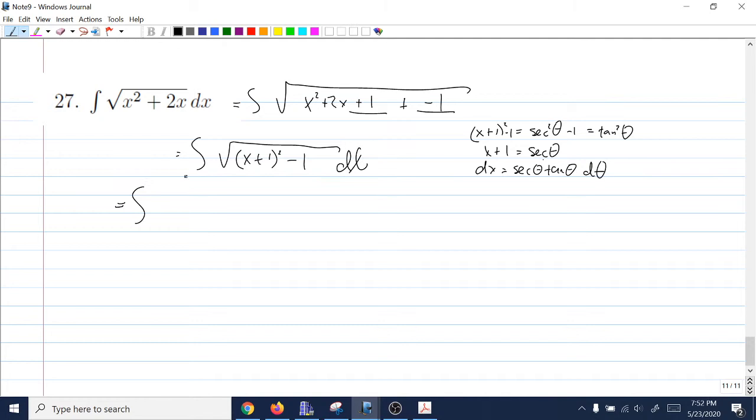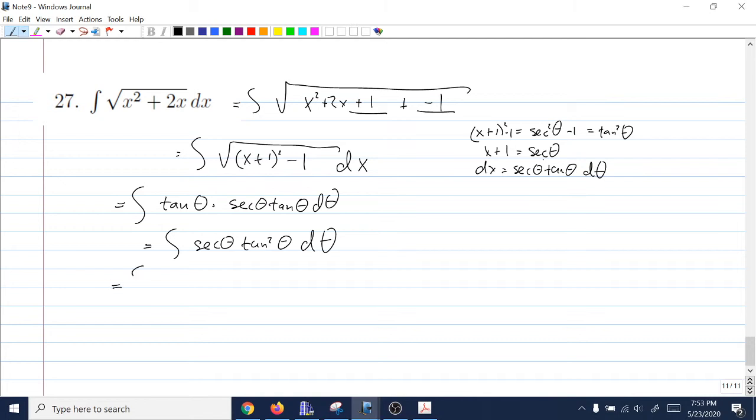This is the integral of square root of tangent squared, which is tangent. It's actually absolute value, but we don't have to deal with that. Times, what's dx? Dx is secant theta tangent theta. Uh-oh. I have an even number of tangents and an odd number of secants. This is the gross one.